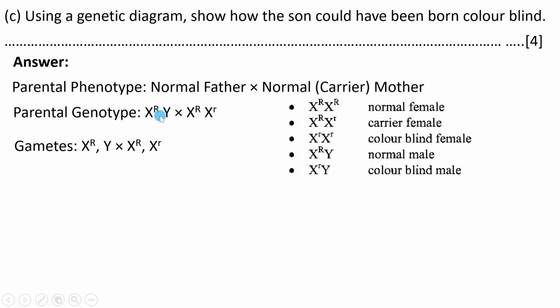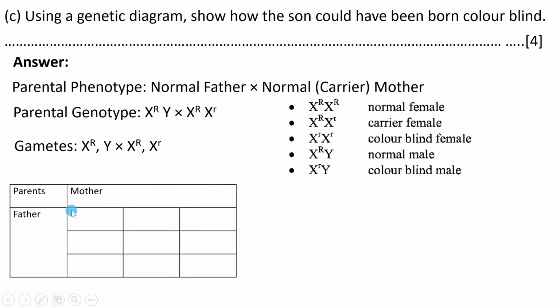Then the alleles available are these gametes. Then using the diagram or the table, the Punnett square, the father will present this. Okay? Then the mother will present this. So they'll start crossing this one and this one, they'll just be there. Then we'll have this one and this one. So this one and this one. Then here we'll have this one. Here we'll have this one and this one. And here we'll have this one and that one.